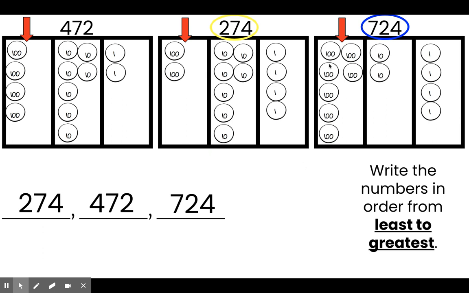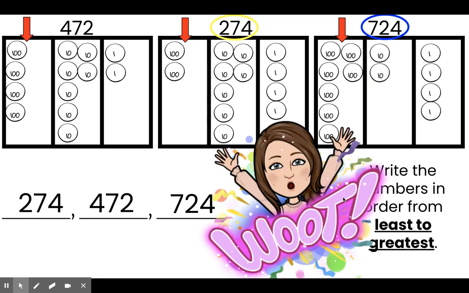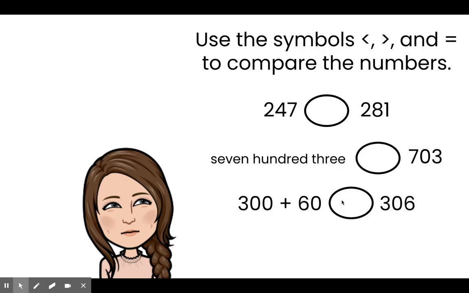724. It has 7 groups of 100, making its value the greatest out of all 3 of these groups. Woot woot! You did great! That was a great math lesson. I'm so glad you were here to join me.